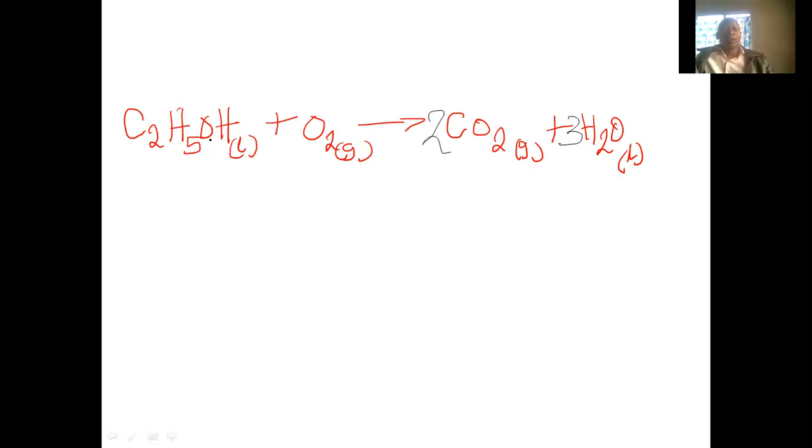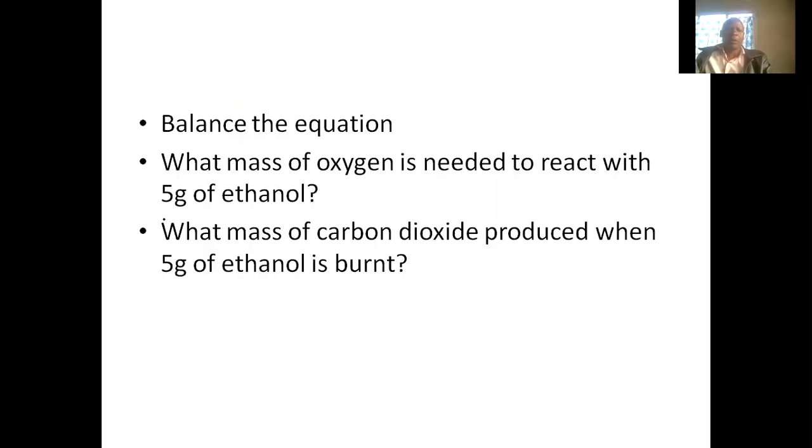And then we go to oxygen. Note that oxygen here, we have only 3 atoms, 1 plus 2, which is 3. And yet this side we have 2 times 2, which is 4, plus 3, 7. So we need to put 3 there, so that this becomes 6 here, plus 1, 7. And you note that this is now a balanced equation. It means that we have answered the first part of the question.